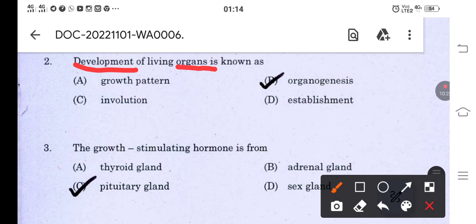Next is organogenesis. Organogenesis is the correct option over here, because genesis means which is newly formed.